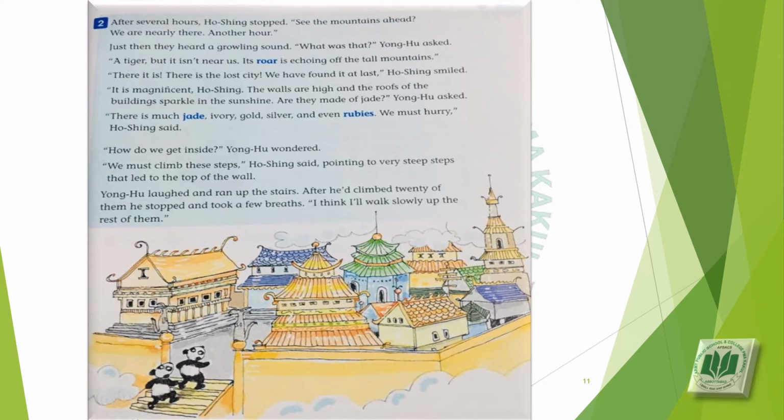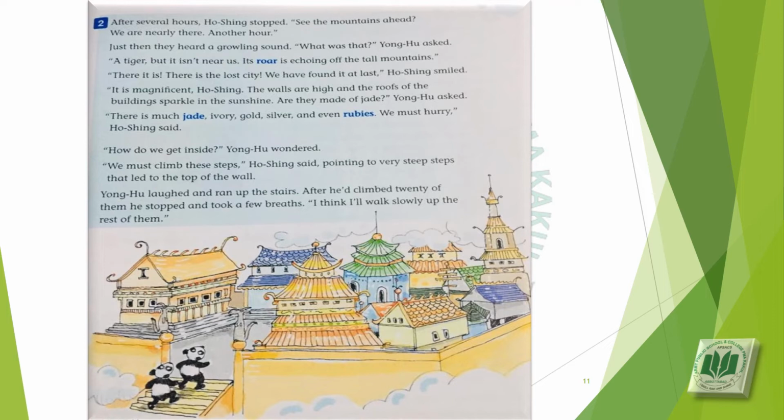"What was that?" Yong Hu asked. "A tiger, but it isn't near us. Its roar is echoing off the tall mountains. There it is. There is the lost city. We have found it at last." Hu Xing smiled. "It is magnificent, Hu Xing. The walls are high, and the roofs of the buildings sparkle in the sunshine. Are they made of jade?" Yong Hu asked. "There is much jade, ivory, gold, silver, and even rubies."